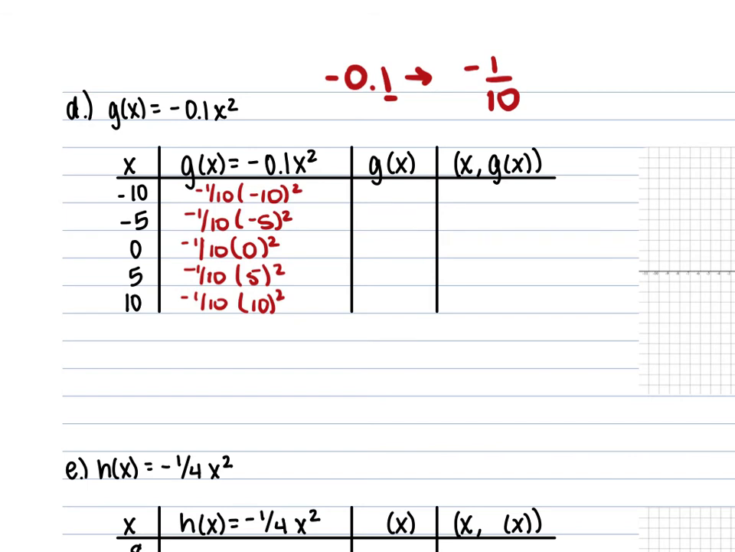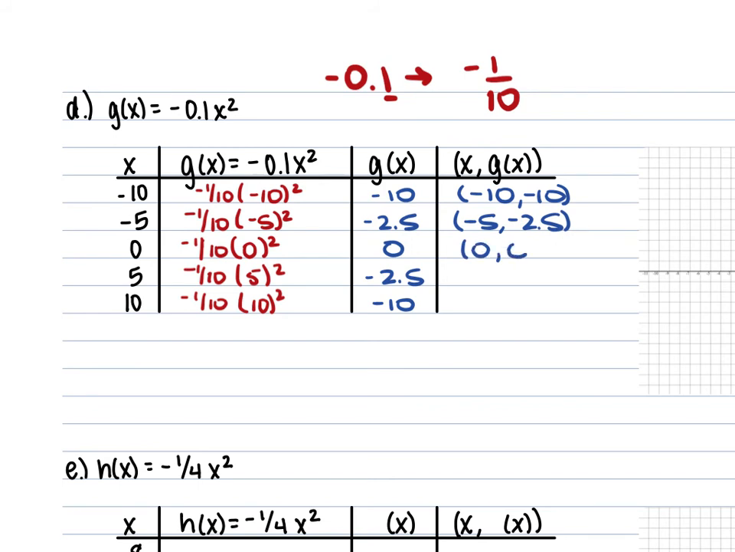The 10 squared and the negative 10 squared is 100. 100 divided by negative 10 is negative 10. The negative 5 squared is 25. If we divide that by negative 10, we have negative 2.5. 0 squared is 0, times anything is 0. So we're going to have negative 10, negative 10, negative 5, negative 2.5, 0, 0, 5, negative 2.5, and 10, negative 10.